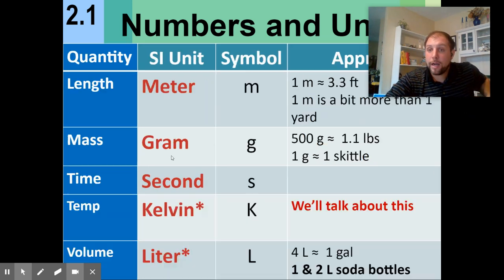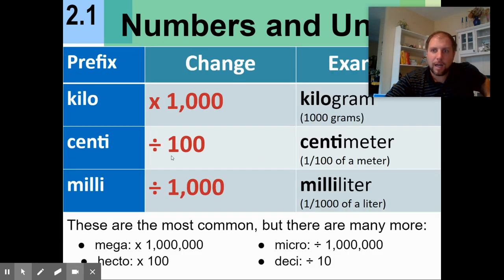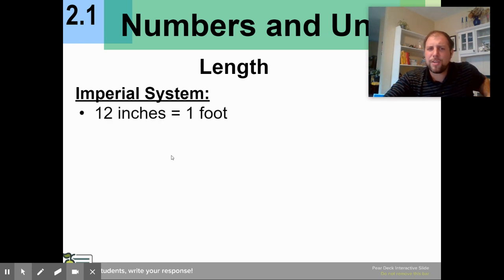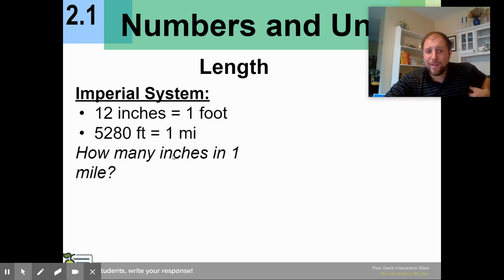So again, these are the most common units and the common prefixes, and once again, it makes things so much easier. Like for the imperial system, which is what we use, there's 12 inches in a foot, and there's 5,280 feet in a mile. So if I ask you how many inches are in a mile, well, guess you're taking out your calculator because these are stupid numbers. Why are they like this? History. I don't know.